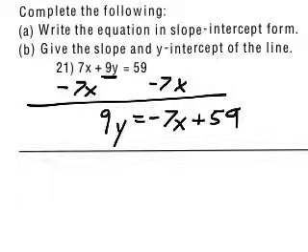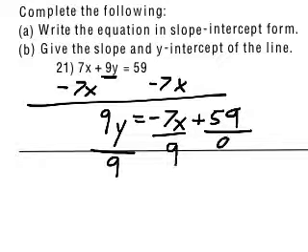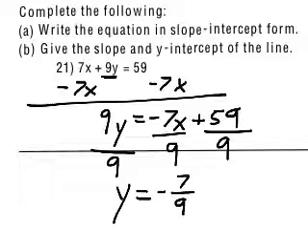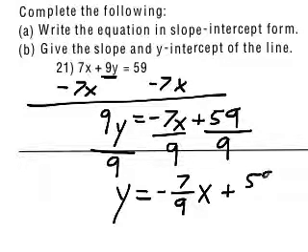Okay, so we're halfway there. Now we want to have a positive y equals the rest of it. So we have to get rid of that 9. The only way to do it properly is to divide by 9. Both pieces have to be divided by 9. So our equation ends up being y equals negative 7/9, because negative 7x over 9 is the same as negative 7/9 x, plus 59/9.